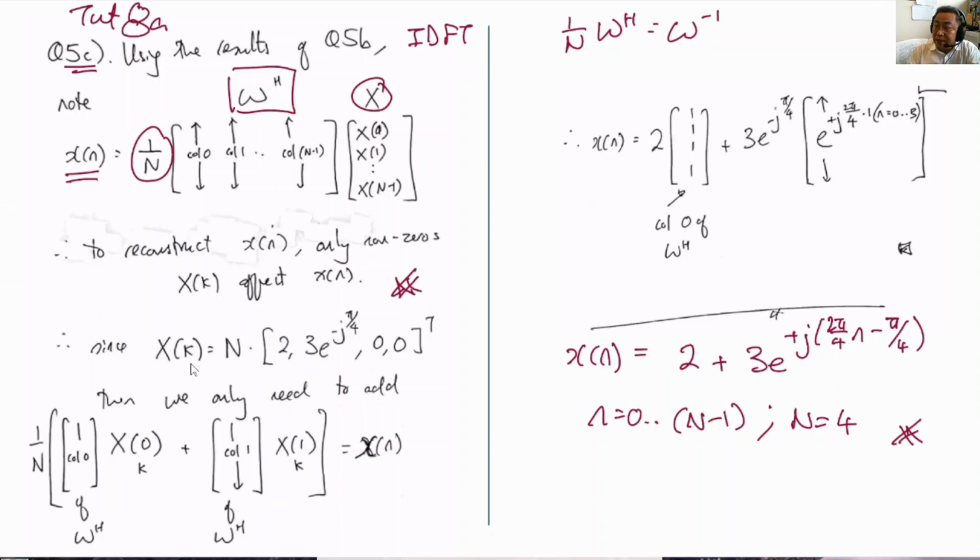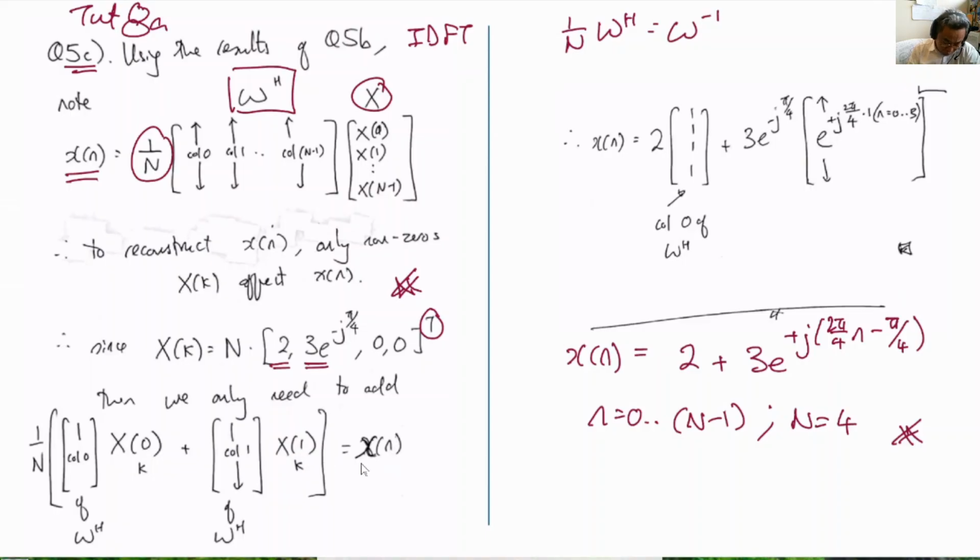Now, X[k] has only two values that are non-zero, X0 and X1. The values are 2 and 3e^(-jπ/4). Now, I put the transpose here because I just want to save space. Actually, it's N times the column vector. Since only the first two elements of capital X, X0 and X1, are non-zero, we are only interested in column 0 and column 1 of W^H. So this is column 0 of W^H and column 1 of W^H.